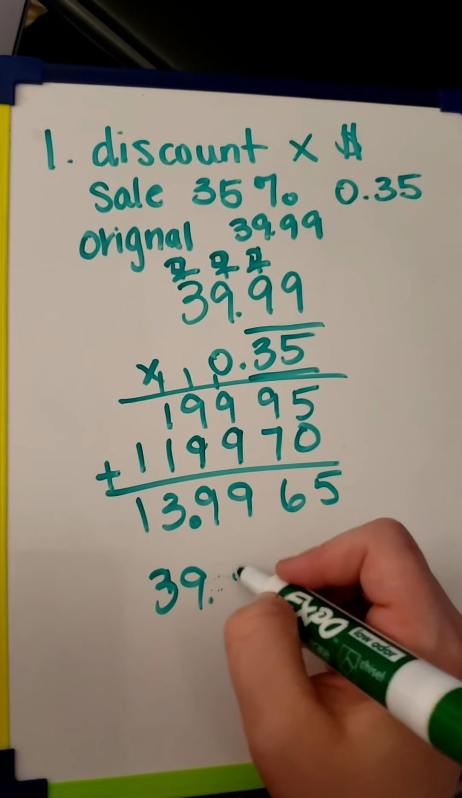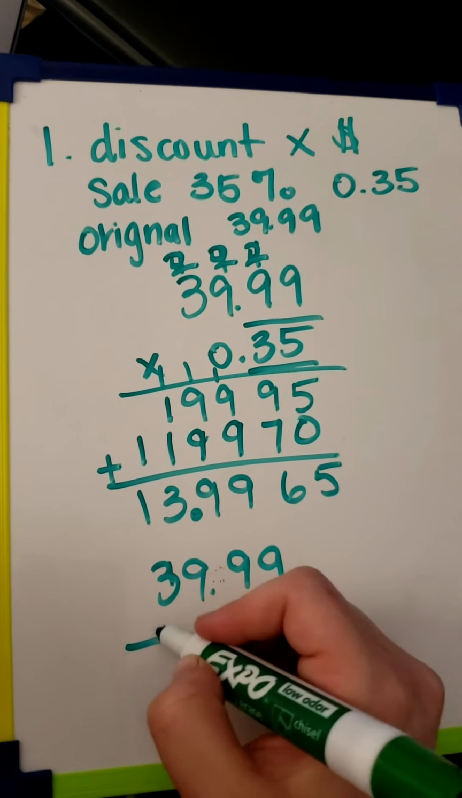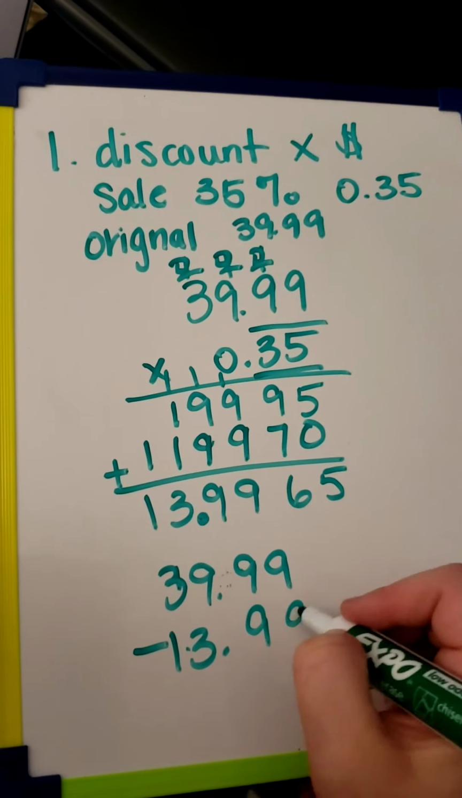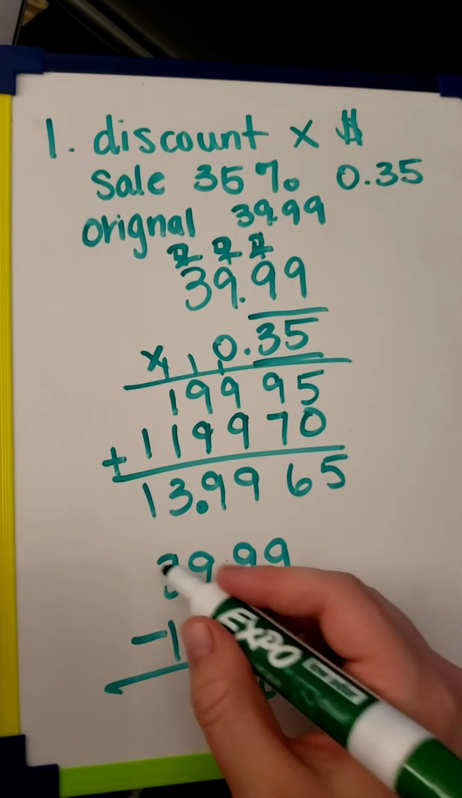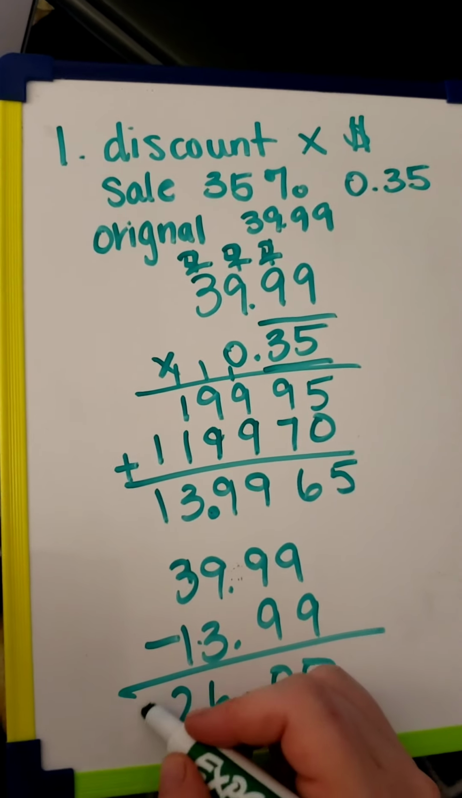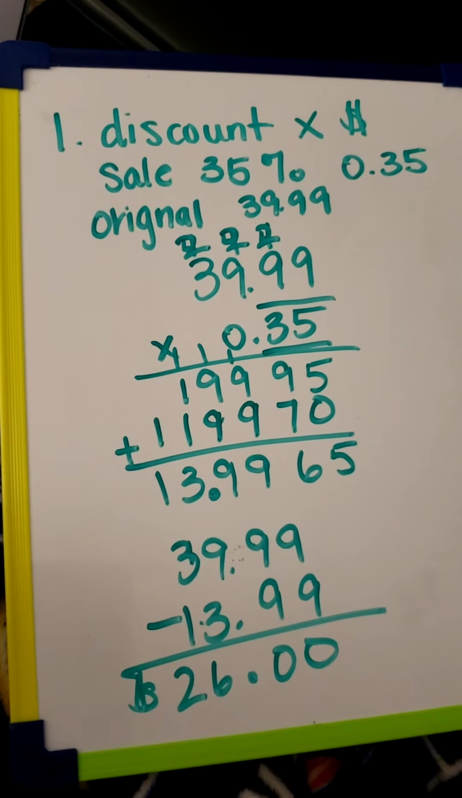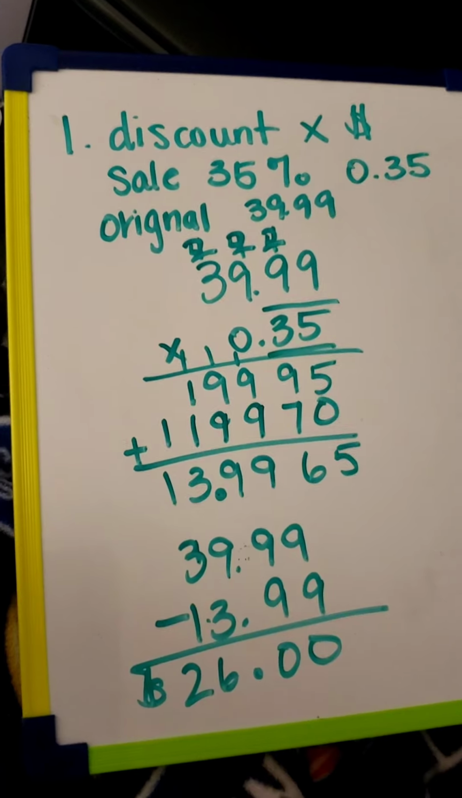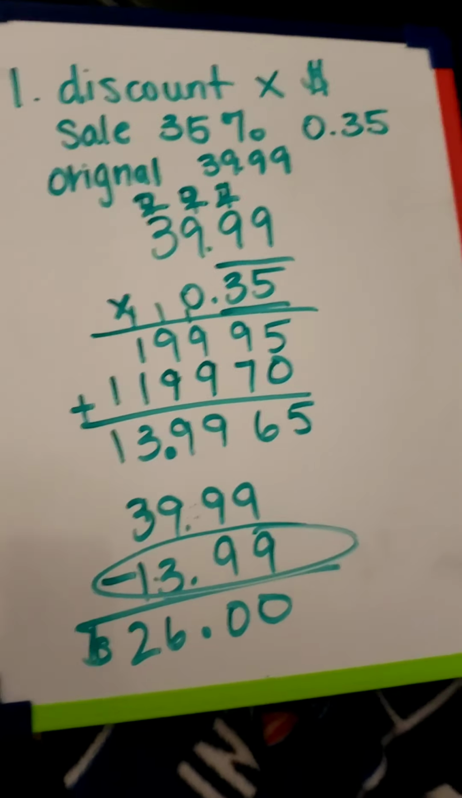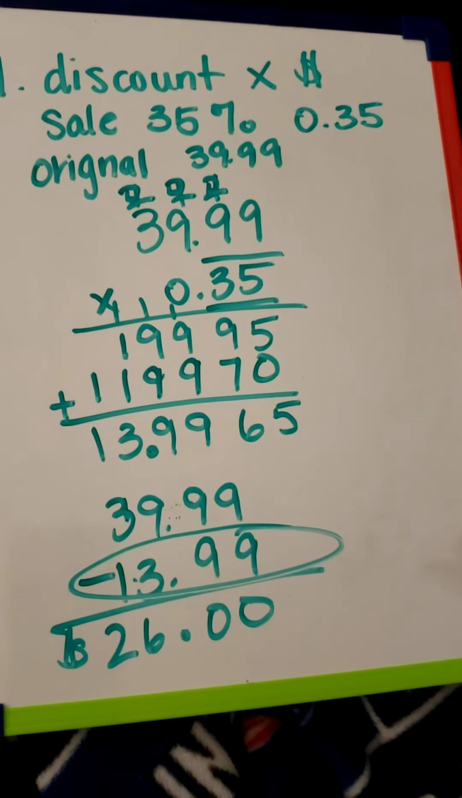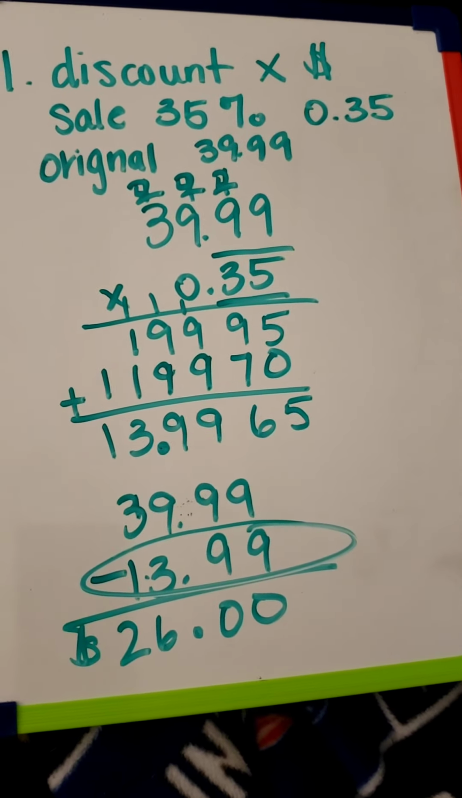So $39.99 minus $13.99, and I'm going to bring my decimal point straight down, and my dress is going to end up costing $26, but that's not what it asked for. It asked for the discount. Haha, see, Miss Aspen needs to go back and read. So my answer would actually just be $13.99.